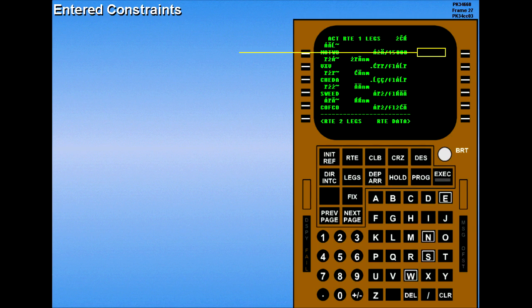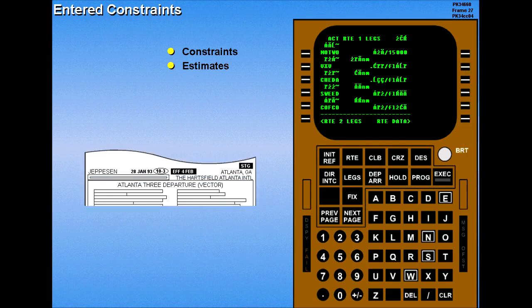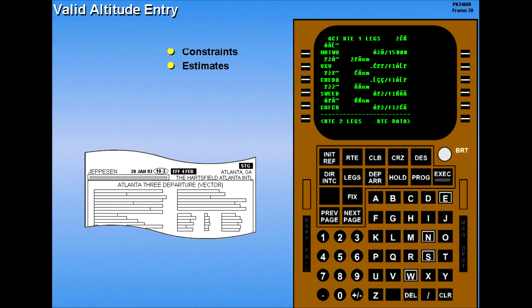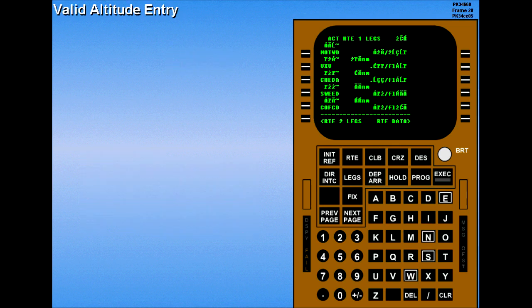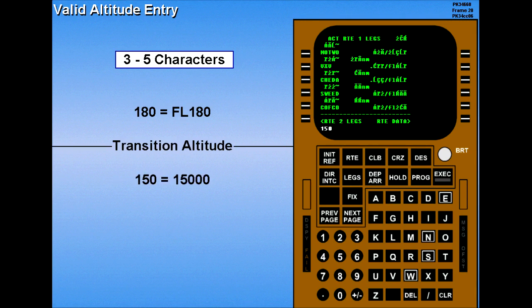Airspeeds and altitudes displayed in large characters are constraints, and the small characters are estimates. The constraints may be entered manually by the crew or automatically as part of a procedure. A valid entry for an altitude constraint is 3 to 5 characters. 3 numeric characters will be considered a flight level at or above the transition altitude, or hundreds of feet below the transition altitude.